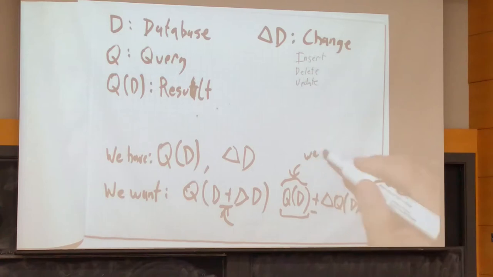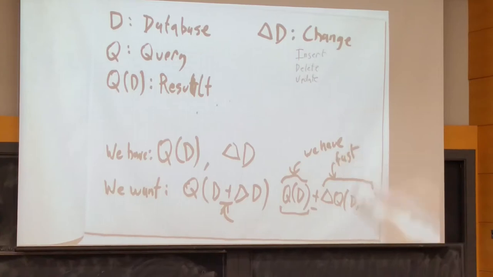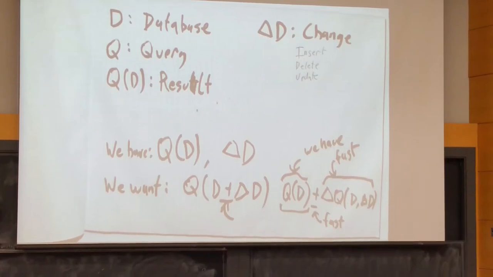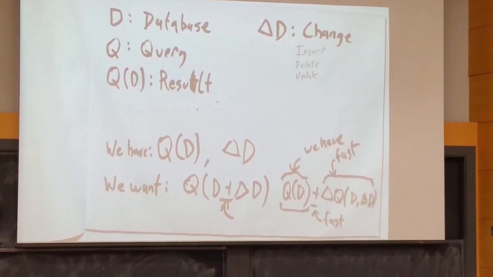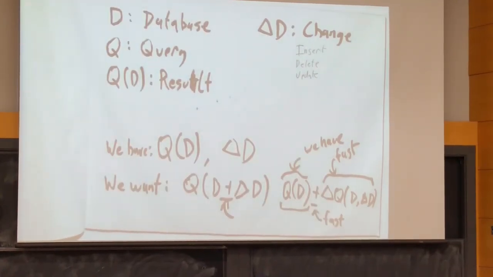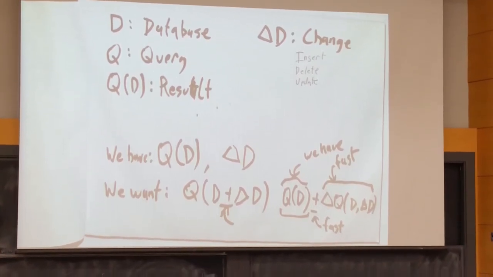And the idea is that we already have this. And if we can compute this delta query more quickly, more efficiently, and this integration, this plus operator, if we can also compute that quickly, then we can do view maintenance. We can update a view to include a new value much more efficiently than recomputing the entire query from scratch. Questions on the general idea?